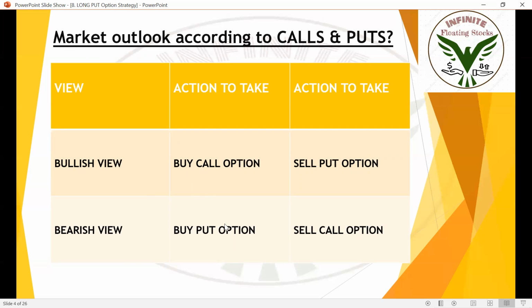I told you that we're going to talk about the buy put option strategy. If you are having a bearish view and you are choosing the buy put option strategy, then what will be the risk, what will be the reward, what should be the break even, and which strikes to choose. I'm going to explain each and everything, in and out, relating to the buy put option strategy, when your view is bearish.